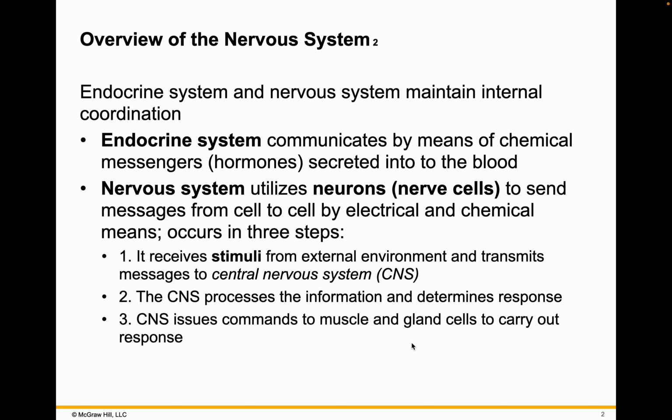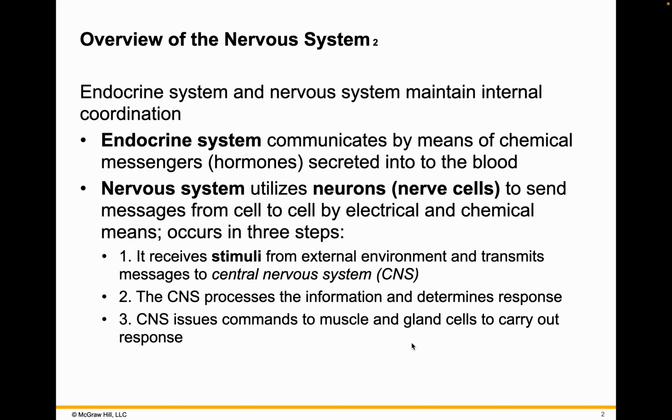Both the endocrine system and the nervous system are the systems that control our internal conditions. The endocrine system communicates by means of chemical messengers that we call hormones. Those messengers are secreted into the blood, and they will have an action on cells that have receptors for them. The nervous system uses cells called neurons to send messages from one to another, and they use an electrical and chemical system. They get a stimulus from an external environment or from another nerve.